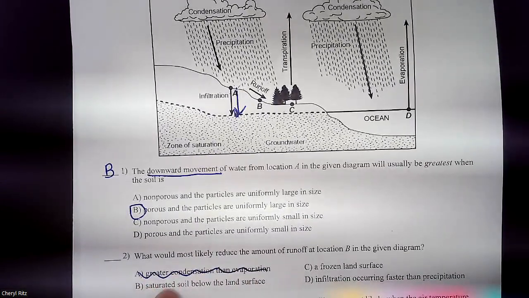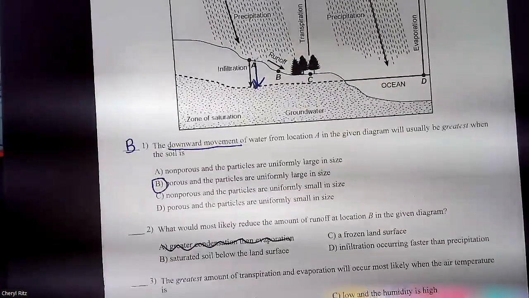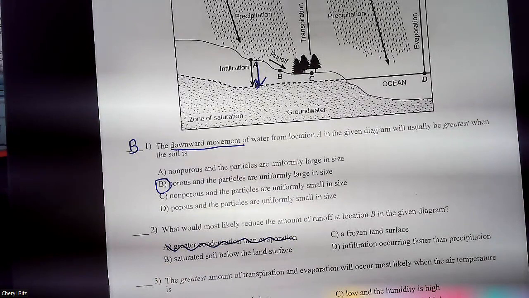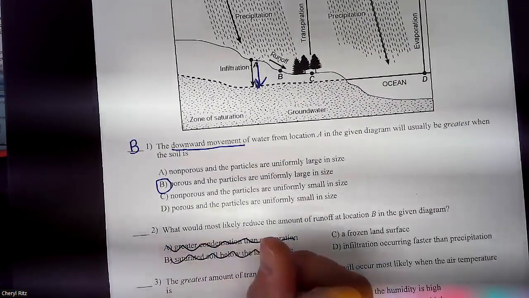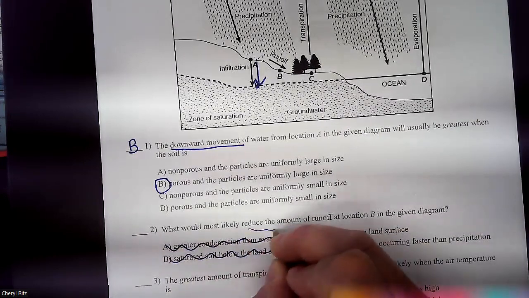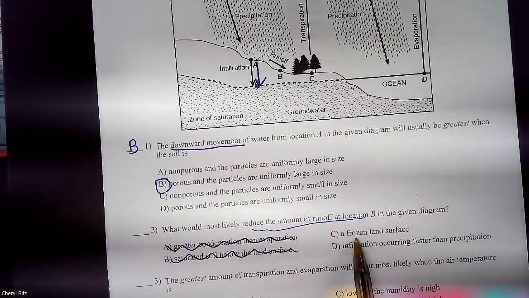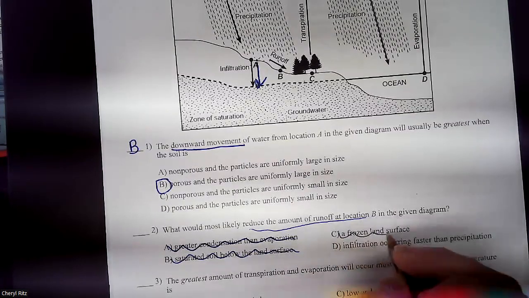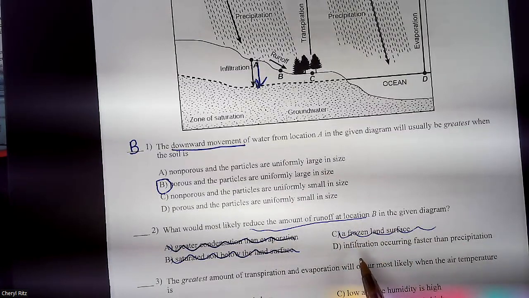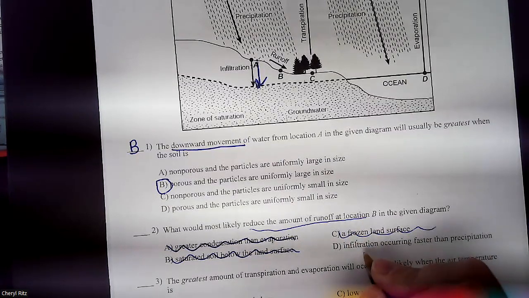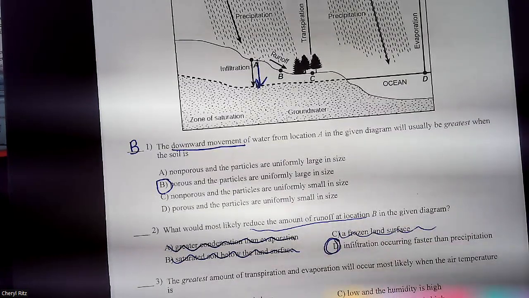Would there be a greater amount of runoff if the soil was saturated? No, because what would happen if I had saturated water and it was raining on top of it? It would sit there or run off if it was downhill. So we want to reduce the amount of runoff. If the land was frozen, would we have less runoff? No, if the land was frozen, we'd have more. Now let's double check to make sure this makes sense. Would we have less runoff if infiltration was happening faster than precipitation? Yes. This means soaking in more or soaking in faster than it's raining.